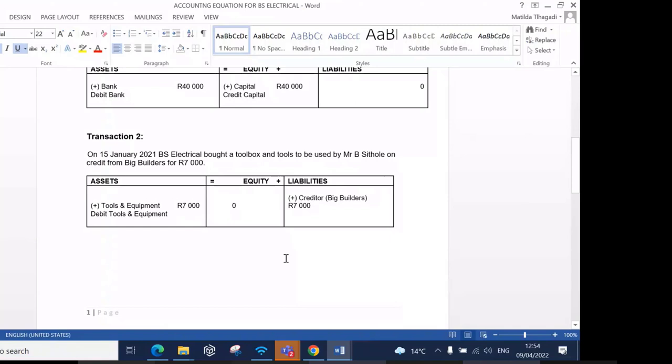Once you understand your double entry principle, I don't think the accounting equation will be a big issue. Understanding the double entry rule, you're able to apply it also on your accounting equation. Tools and equipment is an asset, and an asset is increasing, plus 7,000. When you look at this transaction, there's no equity, that's why this is zero. Then there's a liability, Big Builders, for 7,000, so plus 7,000. So our equation balances. Plus 7,000 equals plus 7,000. Any issues on transaction number two?